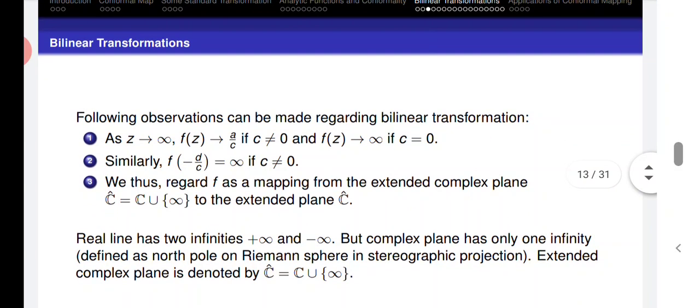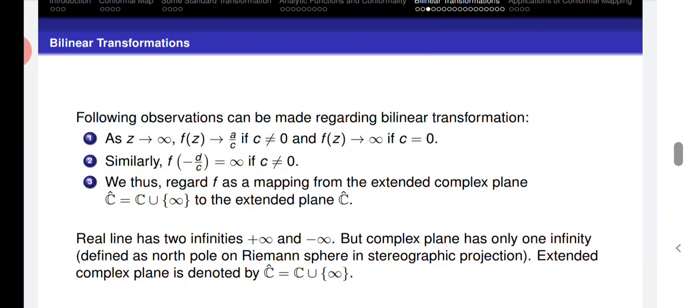Now we are going to understand some results for bilinear transformations. Following observations can be made regarding bilinear transformations. Number 1, as z approaches infinity, f of z approaches a by c if c not equal to 0, and f of z approaches infinity if c equal to 0. Similarly, f at minus d by c is equal to infinity if c not equal to 0. We thus regard f as a mapping from the extended complex plane C cap equal to C union infinity to the extended plane C cap.